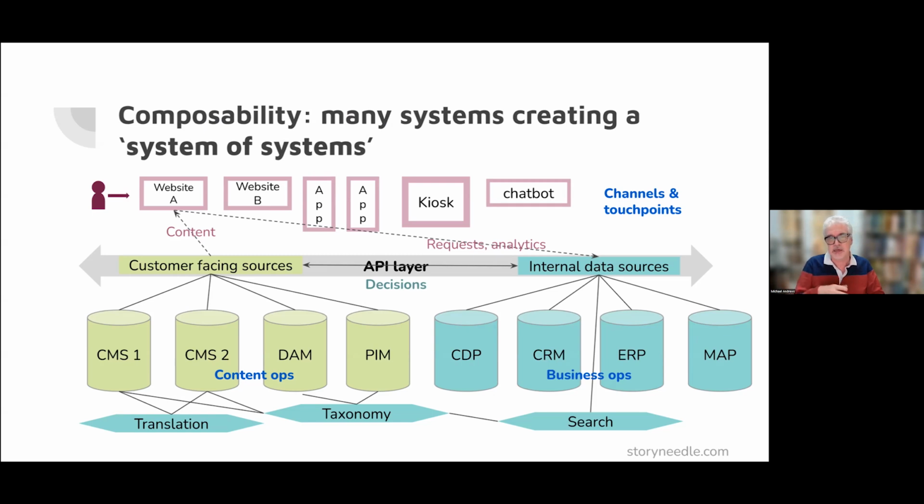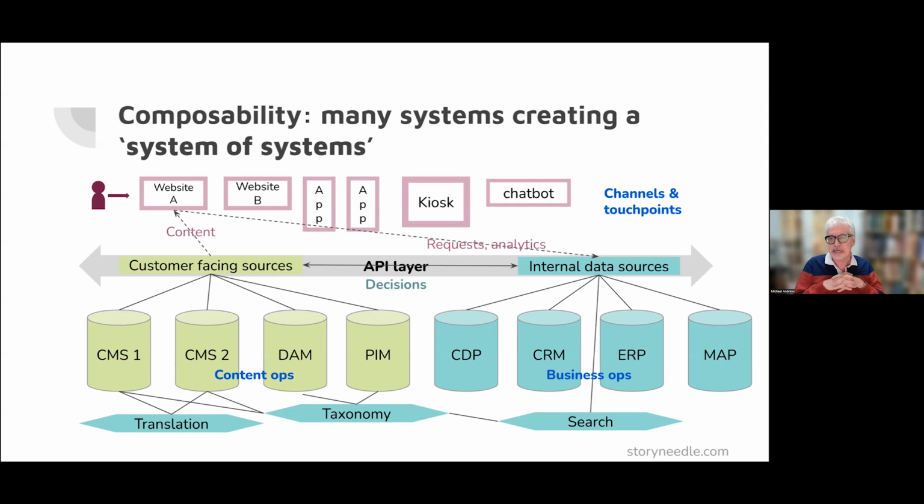On the left side, we have different sources of content. We might have more than one content management system. We might have a DAM, which has, say, images and other videos and other kinds of media assets. There's something here called a PIM that might have your product catalog in it. So these are all supplying content to these different touch points.